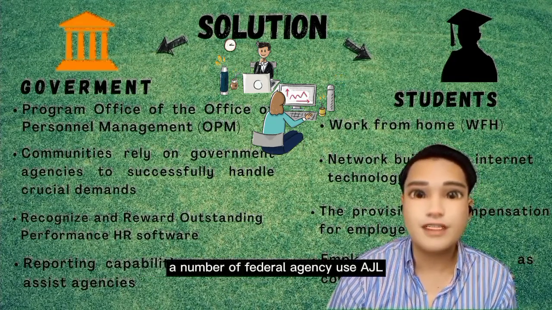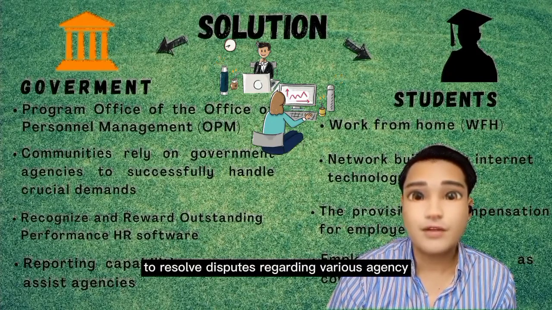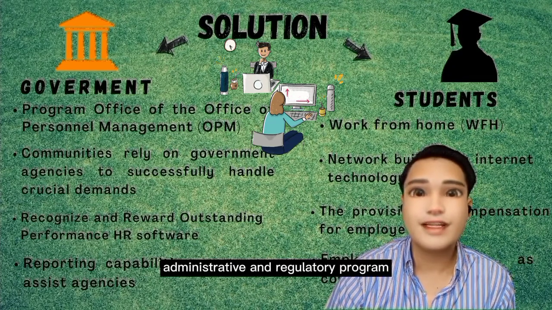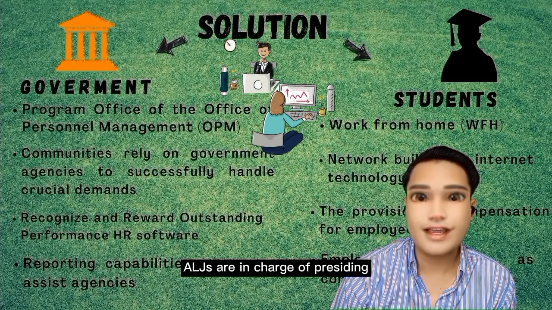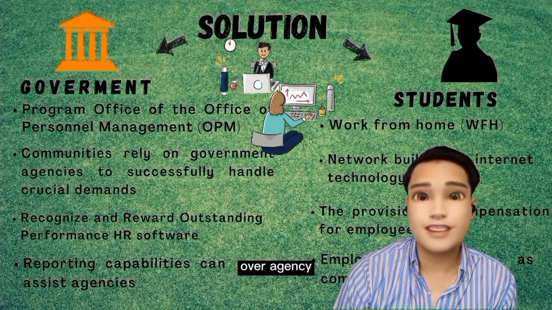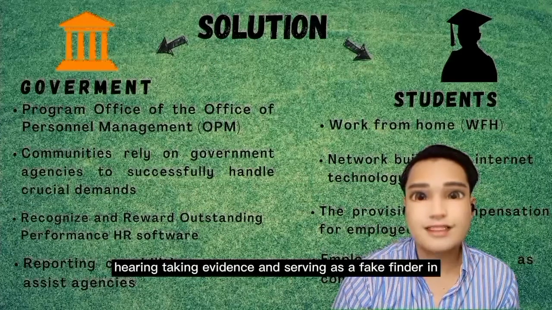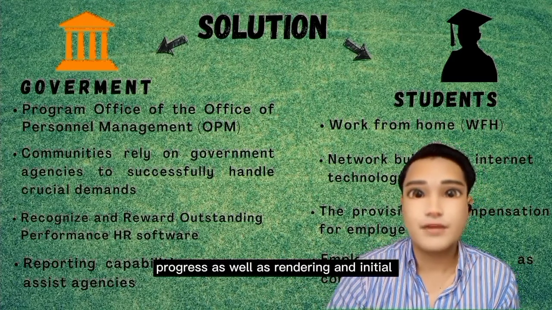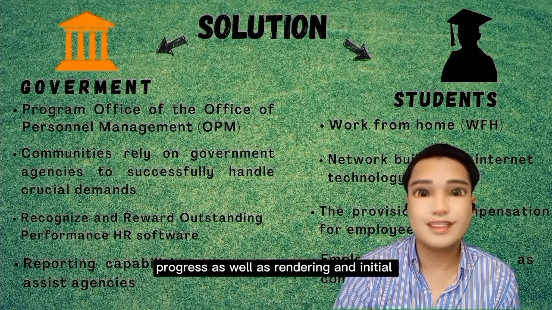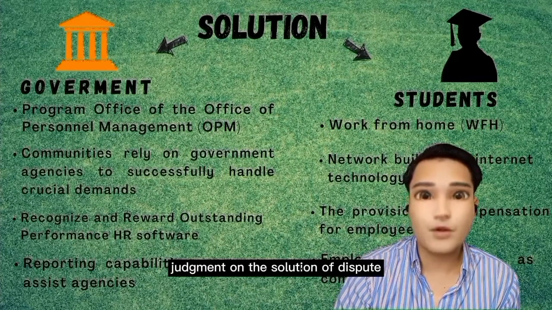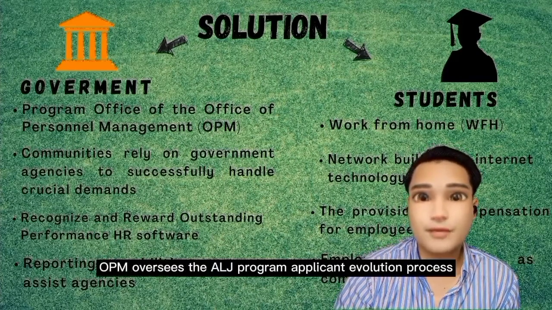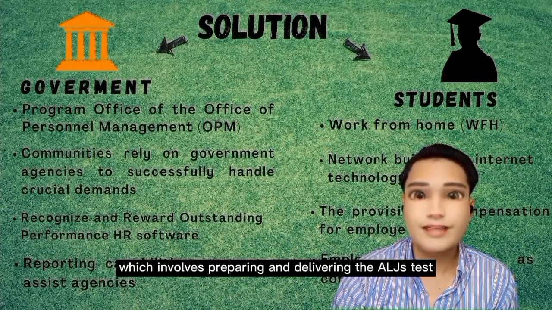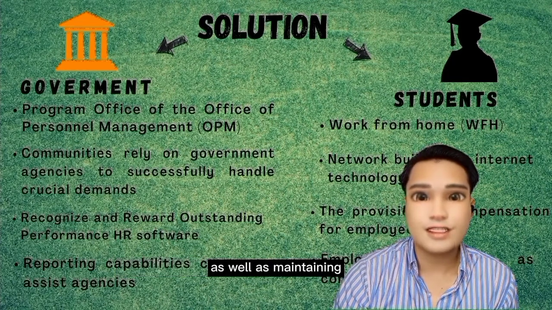A number of federal agencies use ALJs to resolve disputes regarding various agency administrative and regulatory programs. ALJs are in charge of presiding over agency hearings, taking evidence and serving as a fact finder, as well as rendering an initial judgment on the resolution of a dispute. OPM oversees the ALJ program applicant evaluation process, which involves preparing and delivering the ALJ test as well as maintaining it.